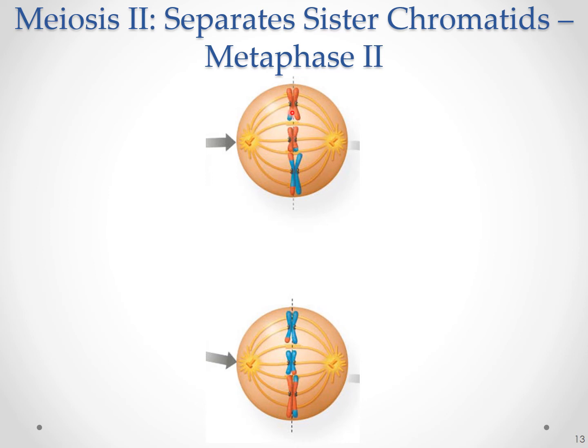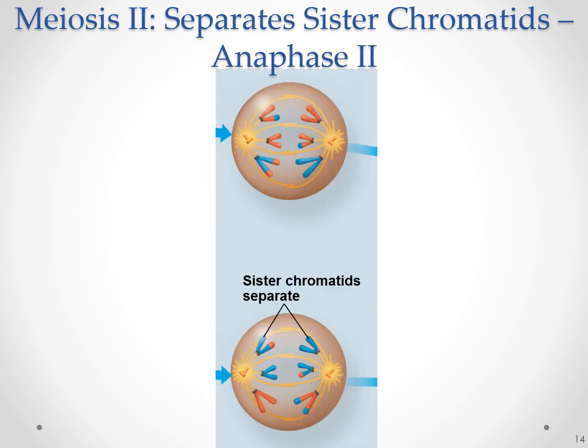Okay, so by the time metaphase 2 occurs, the centrosomes are on opposite poles of the cell. You can see the non-kinetochore microtubules versus the kinetochore microtubules. And then what's going to happen? Anaphase 2, and this is where sister chromatids separate. Okay, so similar to mitosis, here it's sister chromatids separate, and different from meiosis 1, it's sister chromatids separate as opposed to homologous chromosomes that separate during meiosis 1.